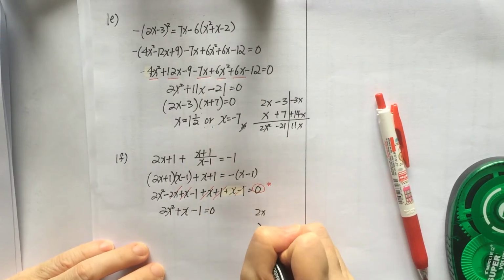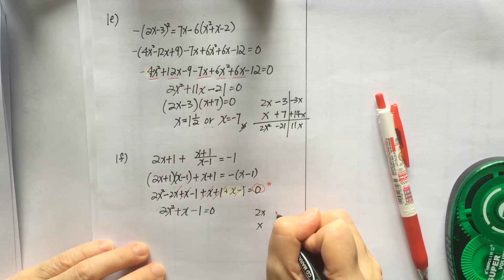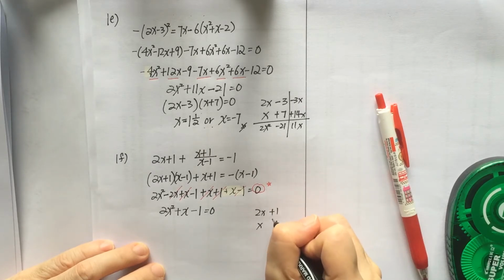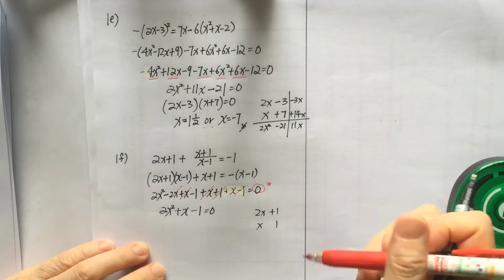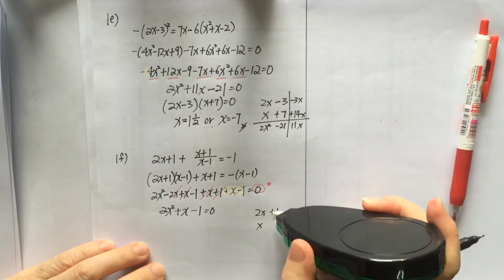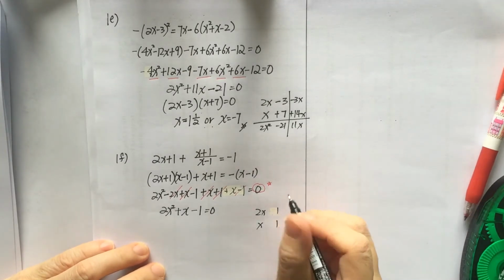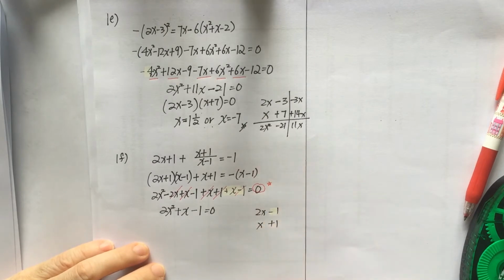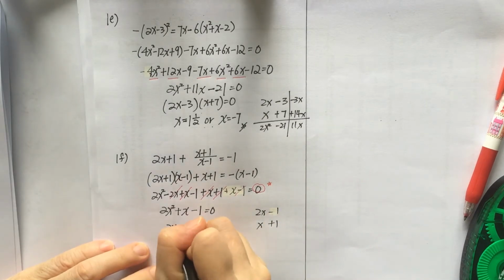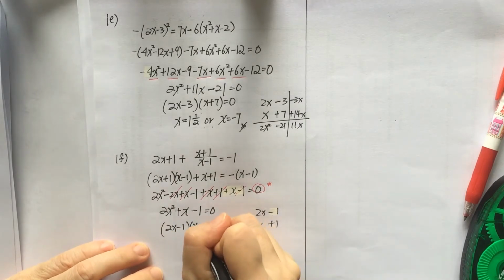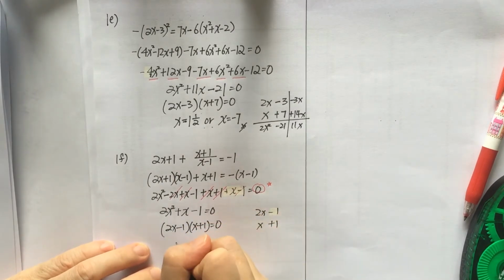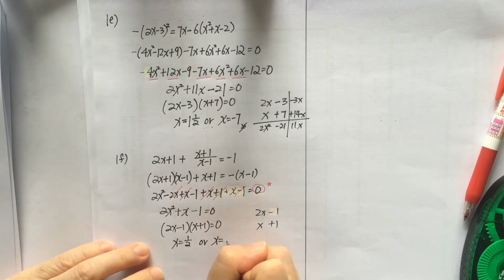So 2x and then I have 1, and I put a minus here, and a plus here. Okay, so I have 2x minus 1 times x plus 1 equals to 0. So x is equals to half, or x is equals to negative 1.